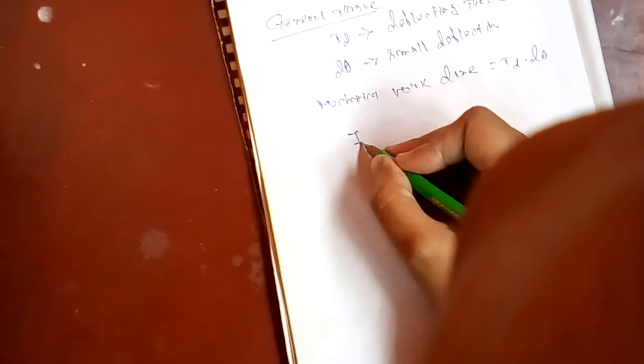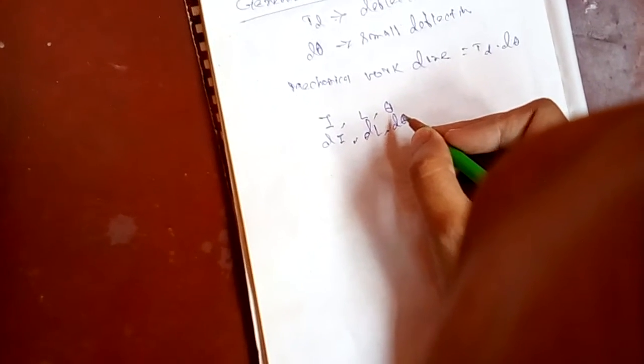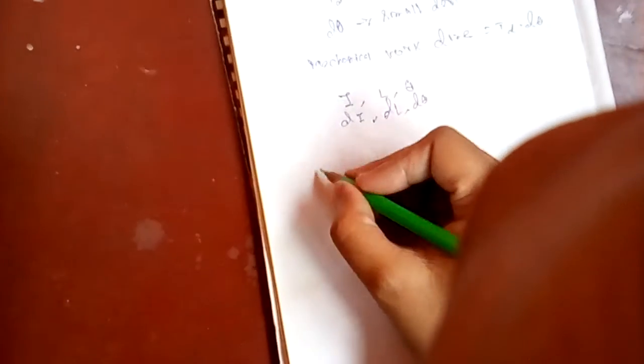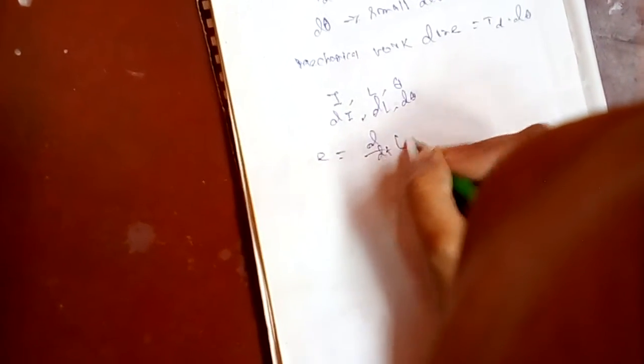Alongside, there will be a small energy stored in the magnetic field owing to the change of inductance. Suppose the initial current is I, the instrument inductance is L and theta is the deflection. Then the current increases to I plus di, L increases to L plus dl, and theta increases to theta plus d theta. Then the applied voltage E is given by d by dt of L I.